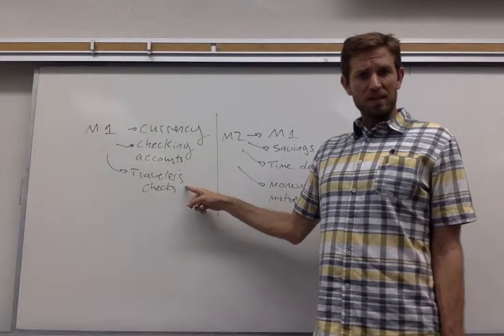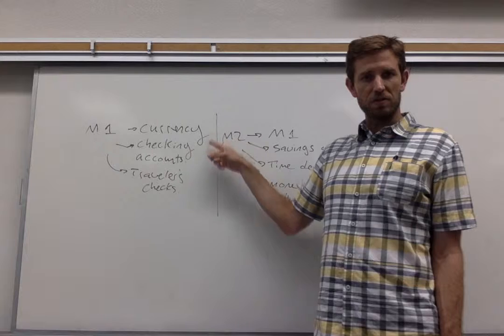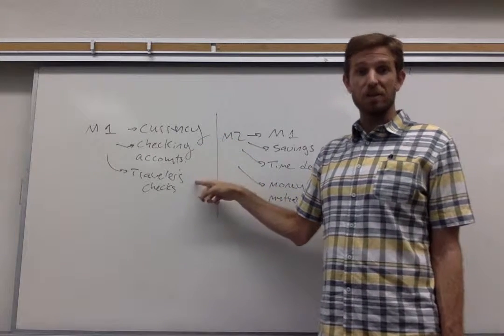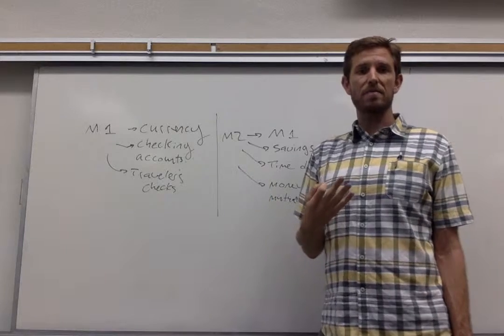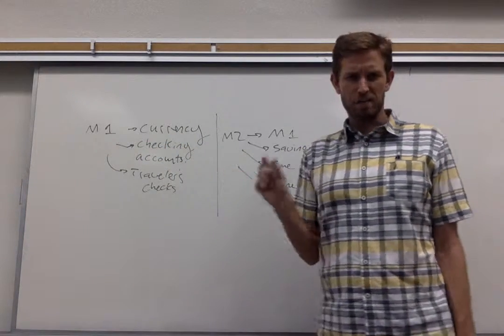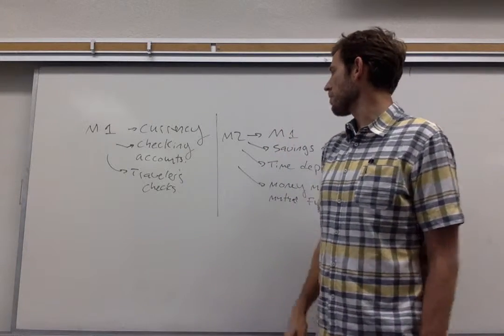Some textbooks will present traveler's checks in addition to these two. I think our textbook just includes these first two, currency held by the public and checking accounts, but traveler's checks is another third component that is sometimes cited as belonging to M1. Traveler's checks represent a really small share of M1. I think that's why sometimes it's left out.